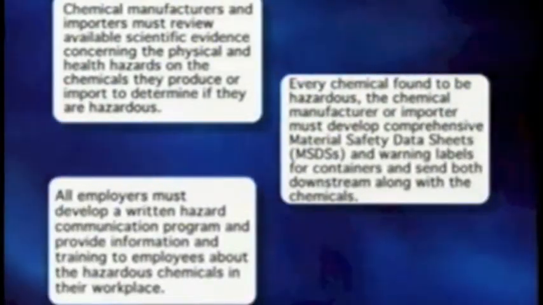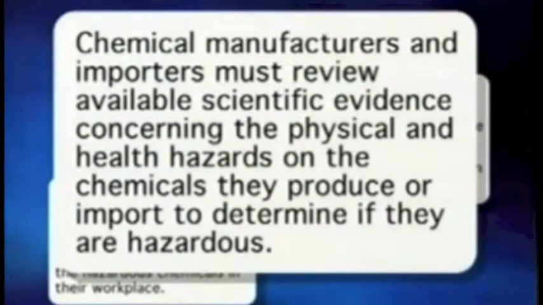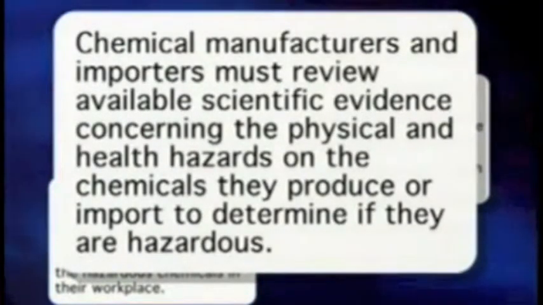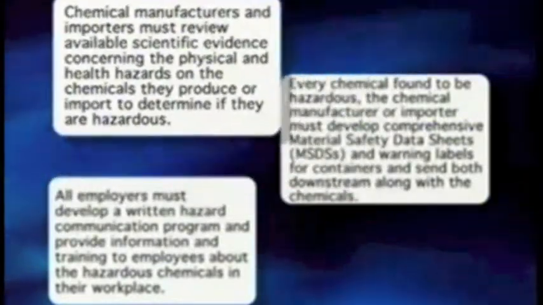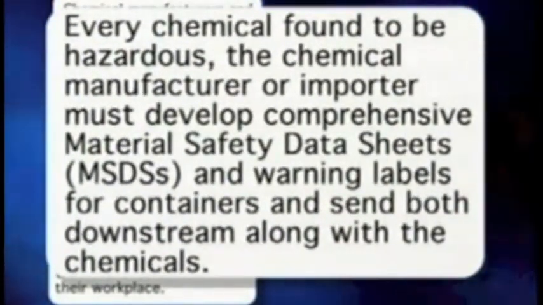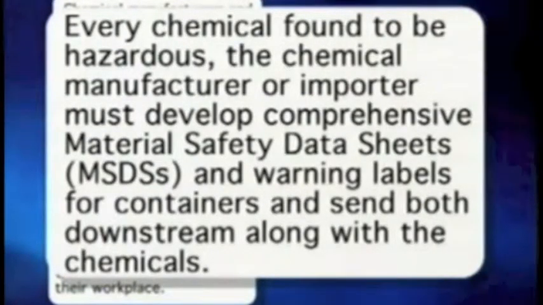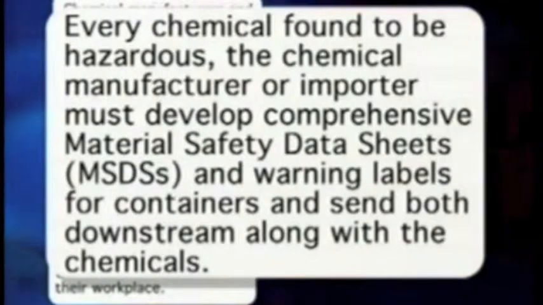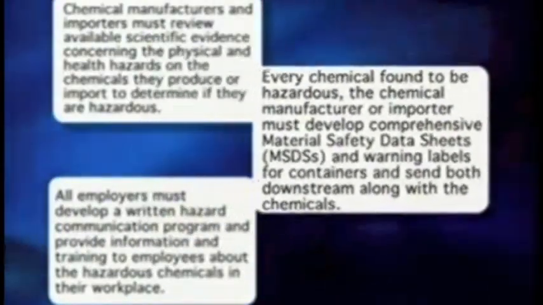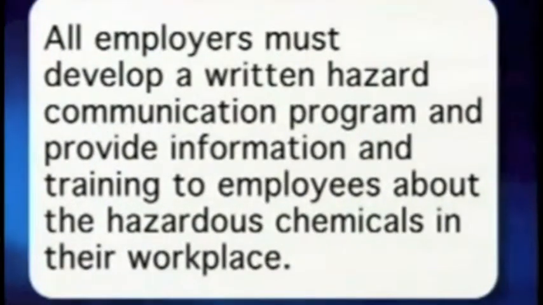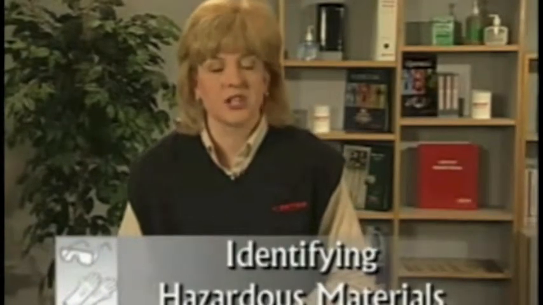The Hazcom standard achieves its purpose by an integrated three-pronged system. First, chemical manufacturers and importers must review available scientific evidence concerning the physical and health hazards of the chemicals they produce or import to determine if they're hazardous. Second, for every chemical found to be hazardous, the chemical manufacturer or importer must develop comprehensive material safety data sheets, MSDSs, and warning labels for containers and send both downstream along with the chemicals. Third, all employers must develop a written hazard communication program and provide information and training to employees about the hazardous chemicals in their workplace. Before we go any further, let's identify which materials OSHA considers hazardous.